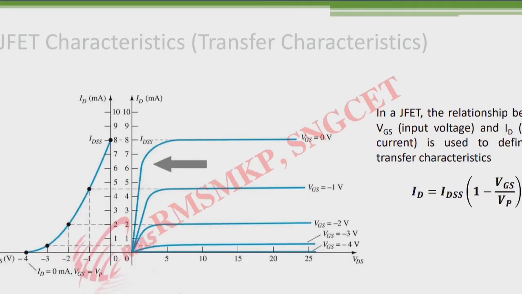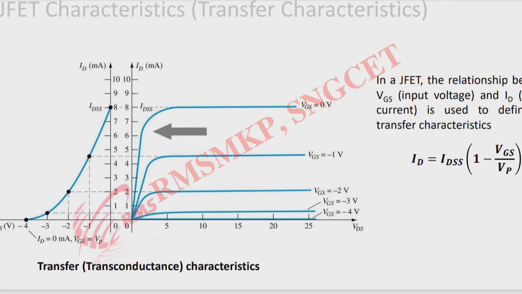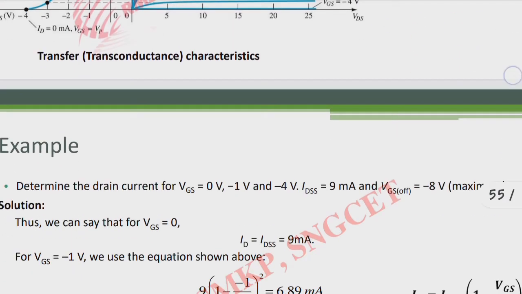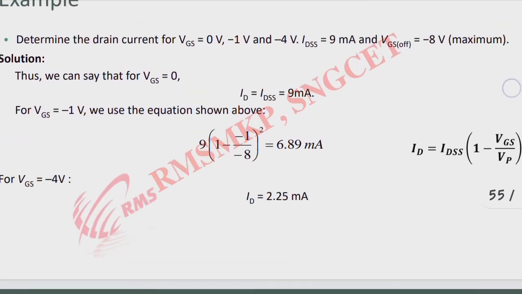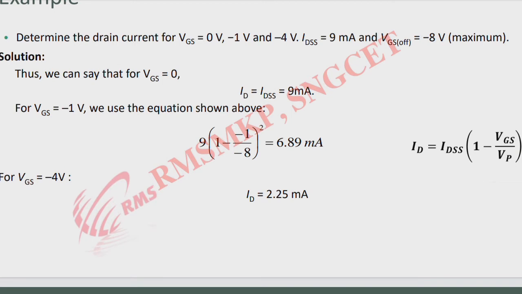Then transfer characteristics, that is ID versus VGS. ID equal to IDSS into 1 minus VGS by VP, the whole squared. That is the transconductance characteristics. You will do it by this formula. Determine the drain current for VGS equals 0 volt, minus 1 volt, minus 4 volt. IDSS is given and VGS is also given.